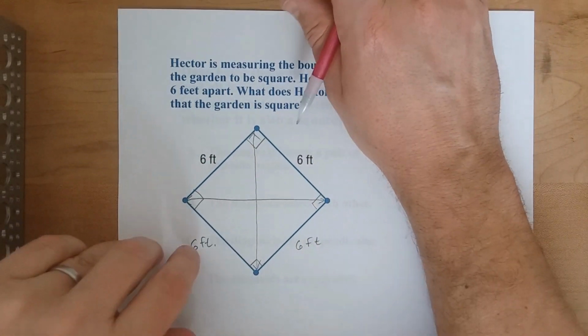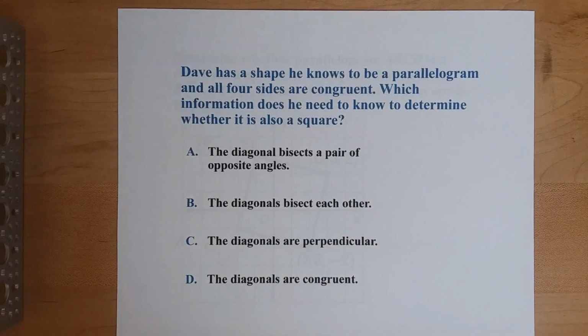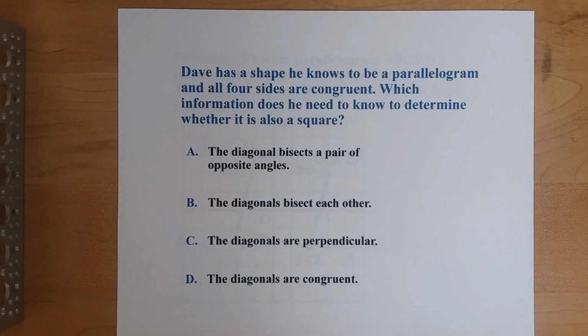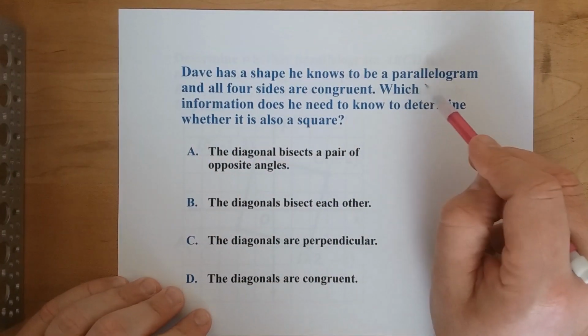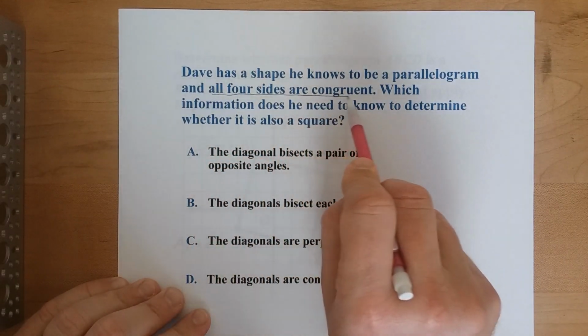All right, what else have we got here? We got one more. Oh, a couple more. Dave has a shape he knows to be a parallelogram and all 4 sides are congruent. Which information does he need to know to determine whether it is also a square? Well, what does this mean? He has a shape he knows to be a parallelogram and all 4 sides are congruent.